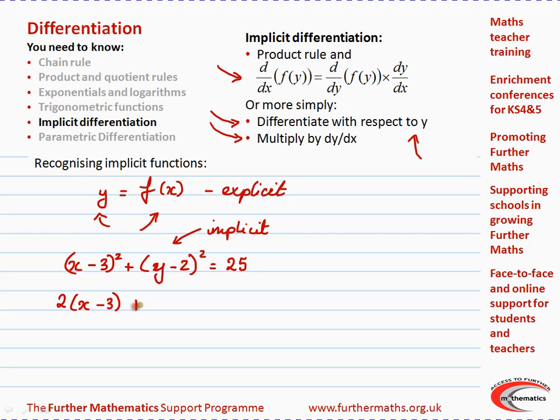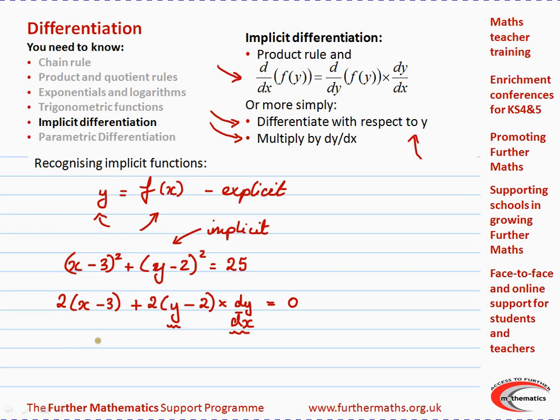If I differentiate this second function, again differentiate the outside function, and that gives me 2 times (y − 2) to the power of 1, and multiply by the derivative of the bracket. Now the derivative of y − 2 with respect to x is dy/dx, because we're differentiating y with respect to x. That just gives us dy/dx. 25 differentiated with respect to any variable is 0.